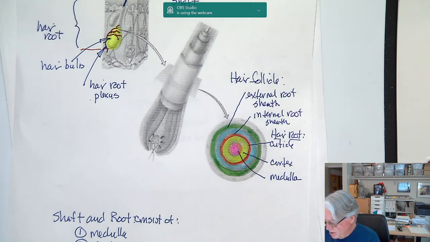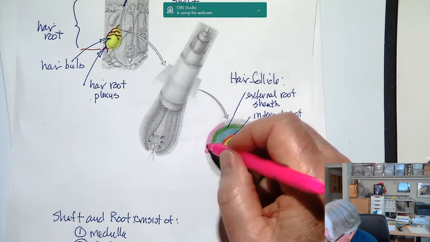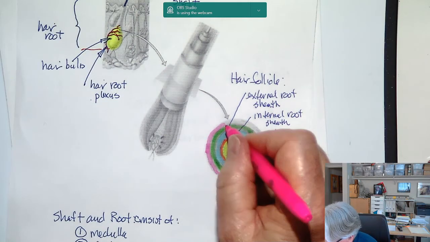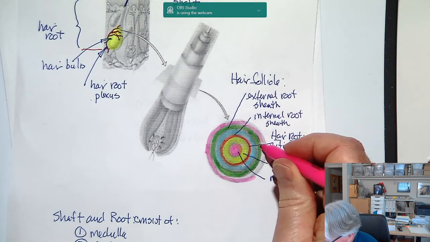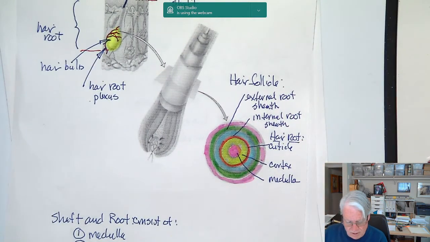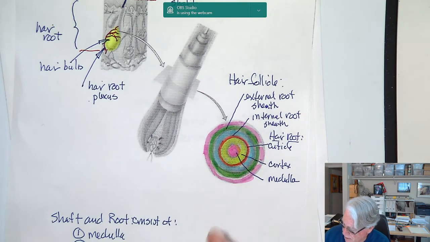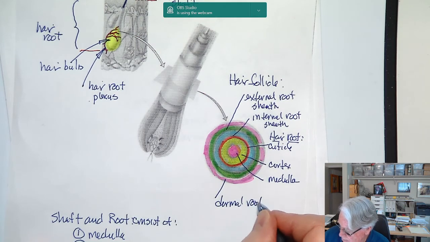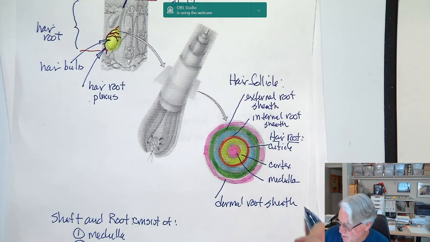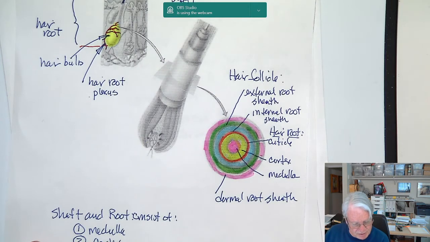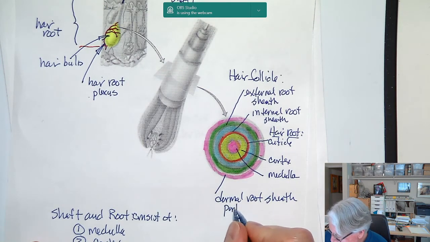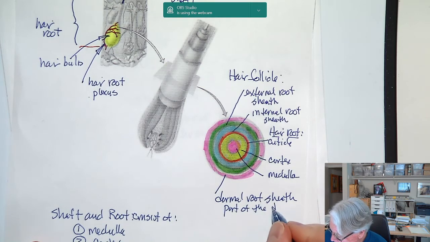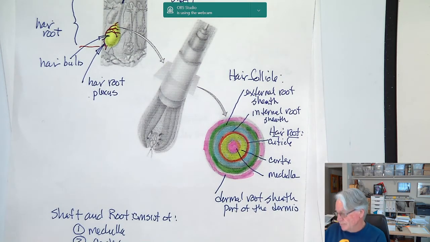Okay. And finally, let's go ahead and do the very last one. And I think I'm just going to go with pink on this. That layer right there. Might as well go ahead and identify what that is. And that is the dermal root sheath. And as the name implies, that is coming from the dermis. So this is part of the dermis. Okay.